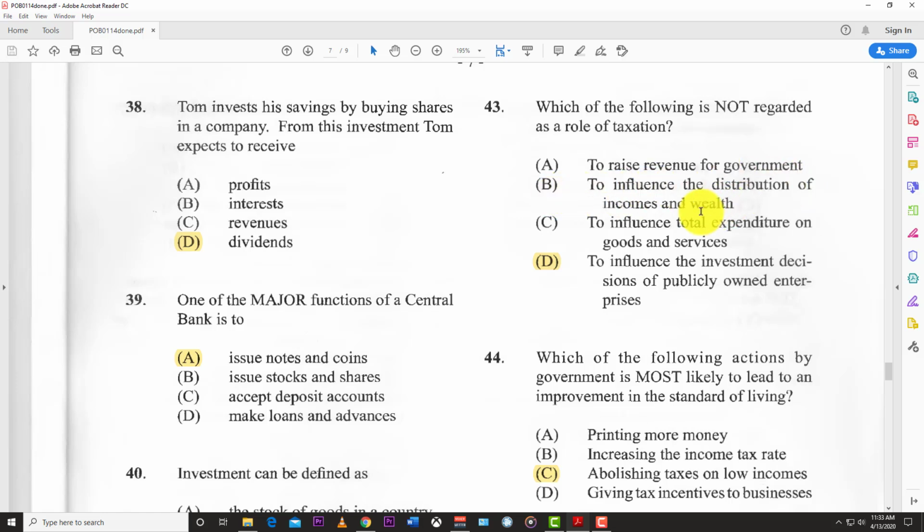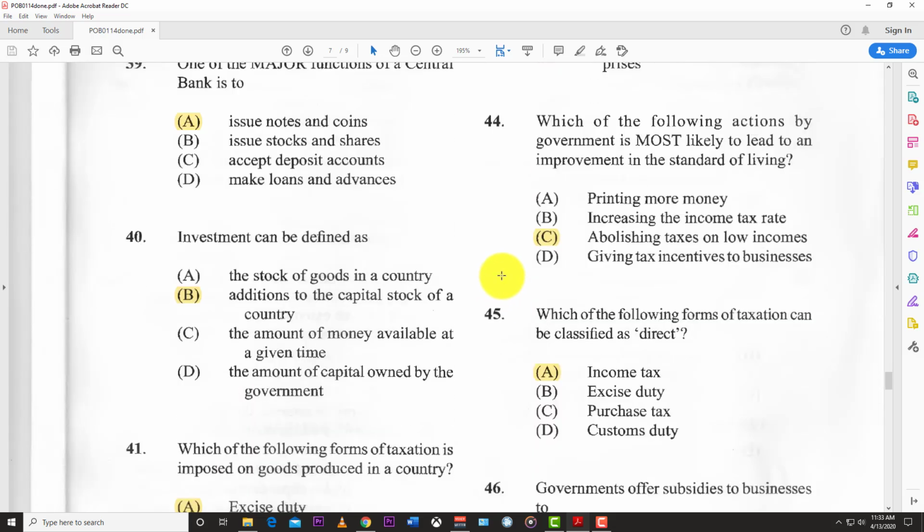B, to influence distribution of income and wealth. Yes, taxes are used to redistribute income from the rich to the poor, like social services and those kinds of things. And C, to influence total expenditure on goods and services. Of course, you can use taxes to influence whether people buy alcohol, tobacco. If people are buying too many things, they put on a tax, they reduce imported stuff, that kind of thing. So the answer is D, to influence investment decisions of publicly owned enterprises. They normally price that into their decision.